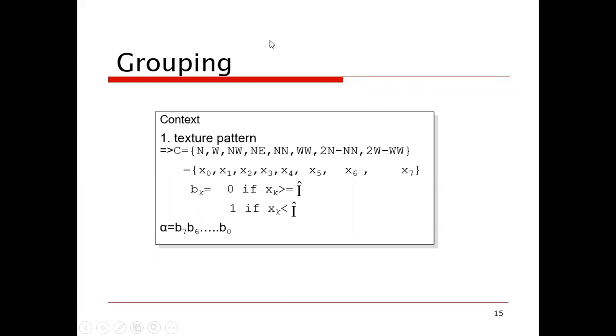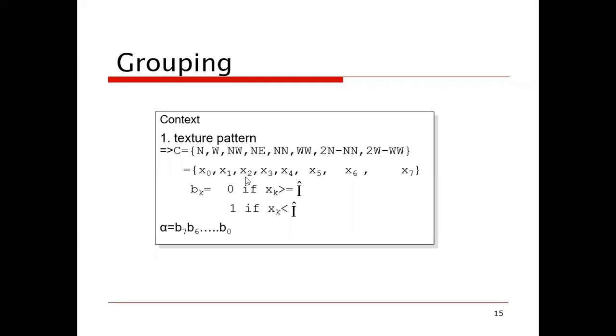In this way we will create a binary vector, in the form of 0 and 1. B0 will become 1. Why 1? Because B0 is 1 if X0 is less than I bar. What is the value of I bar? The value of I bar is 105. And what is the value of X0? X0 is n, which was 20. 20 is less than 105, so B0 will become 1. What is the value of X1? X1 is W. W was 105 in the previous example. This is greater than or equal to I bar, which was 105, so B1 will become 0.